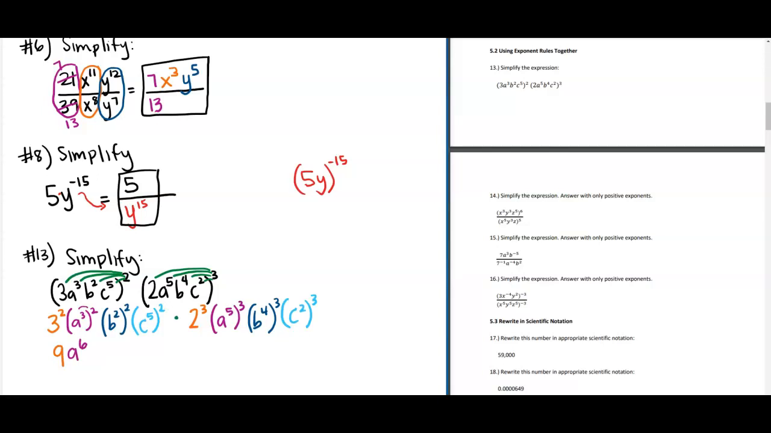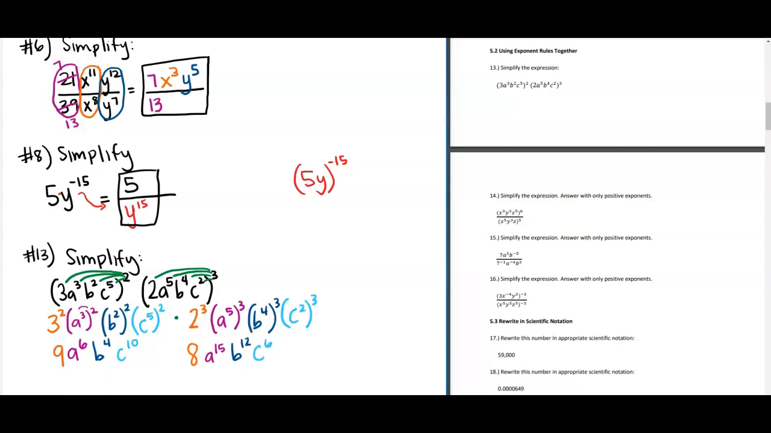All right, then let's simplify here. b to the 2nd raised to the 2nd is b to the 4th, because we're multiplying those together. And then we'll have c to the 10th. All right, and now let's simplify this other one over here also. So 2 to the 3rd power means 2 times 2 times 2, which is 8. And then a to the 5th raised to the 3rd, we're multiplying those exponents together, so a to the 15th. Then we'll have b to the 12th and c to the 6th.